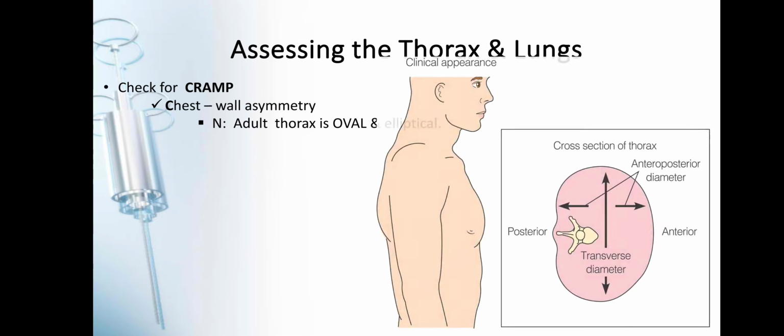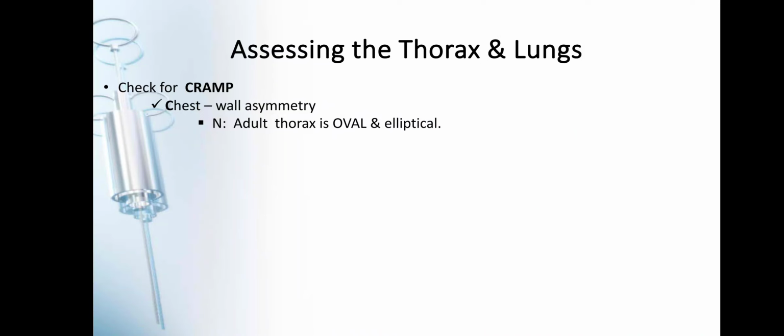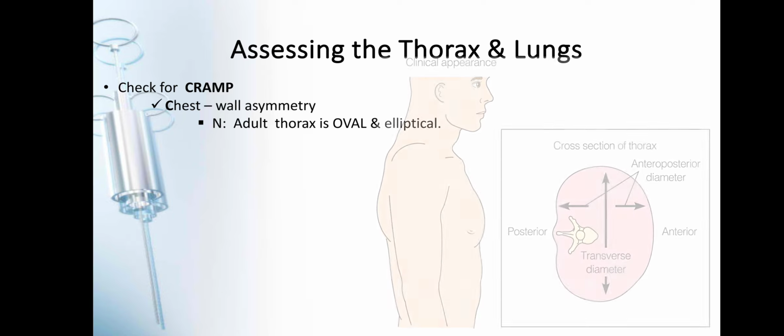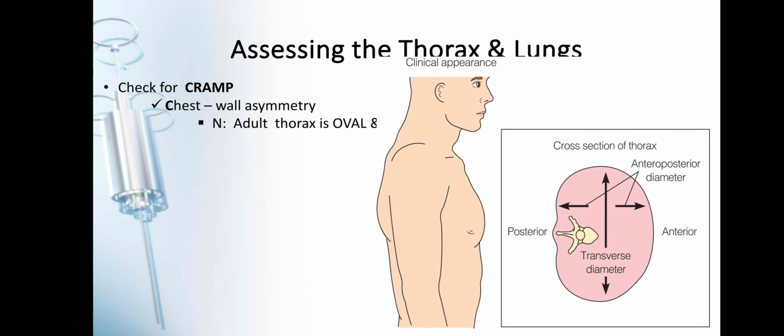So, ano yung mga kailangan nating i-assess for your thorax and lungs. The first thing that we assess or inspect is check for CRAMP. CRAMP is a mnemonic, no? C stands for the chest. You check for the wall asymmetry. So the normal po na chest natin is adult, the thorax is oval and elliptical. Okay? So if we compare, magkapareho yung ating anterior and posterior part, no?